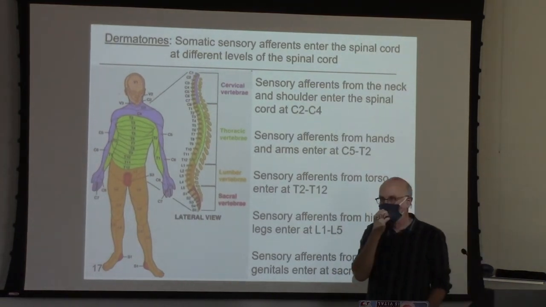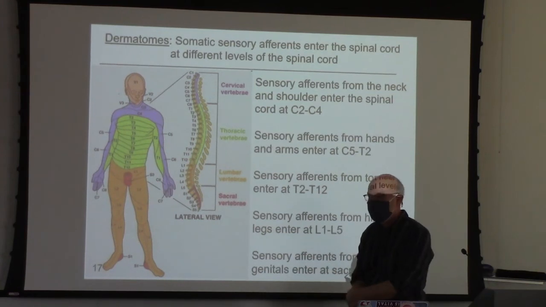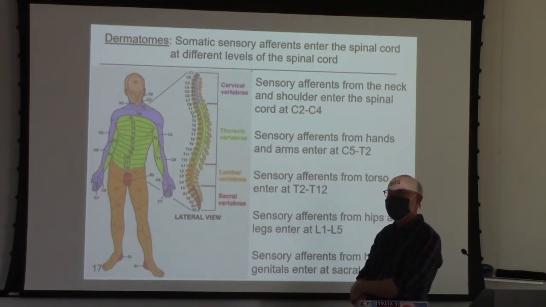Why is the heel so distinct? Like, why isn't it anything else? Beats the hell out of me. I don't know.